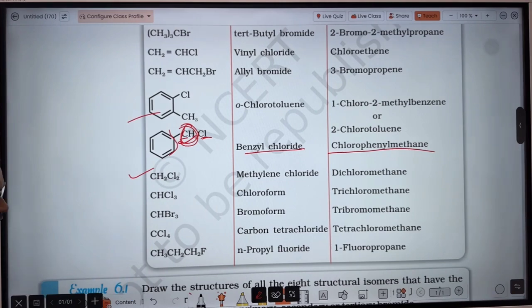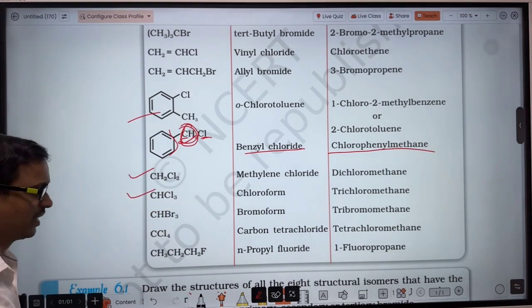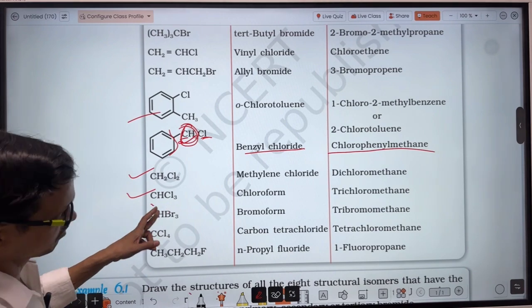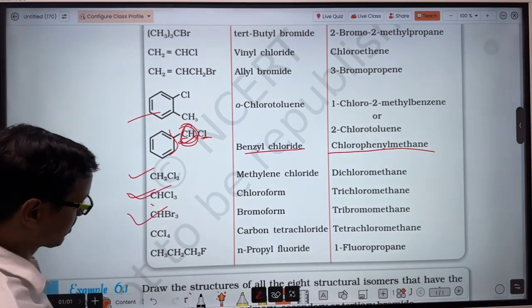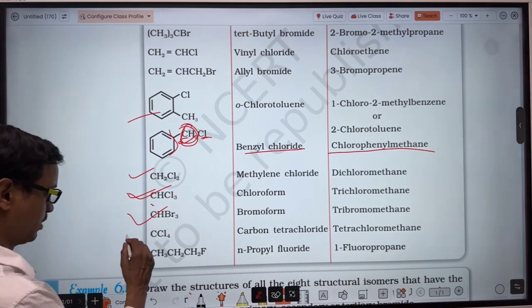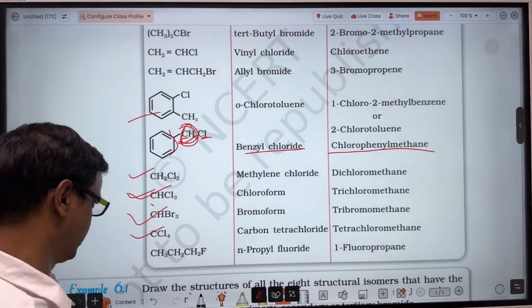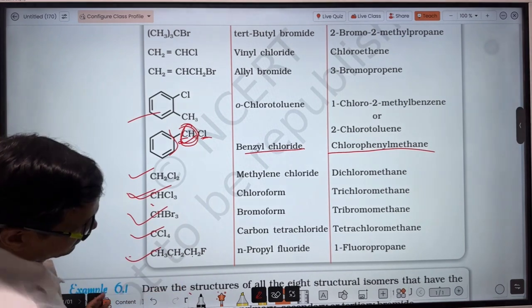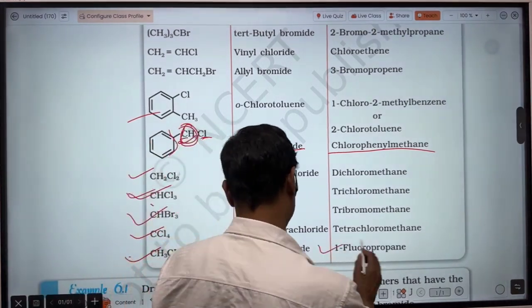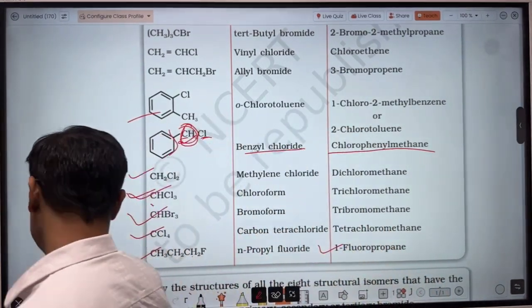Now let's see this compound. Very easy here. You write by yourself. This one: 1,1,1-trichloromethane, or simply trichloromethane. Same, tribromomethane, tetrachloromethane, and 1, 2, 3. So 1-fluoropropane. Okay.